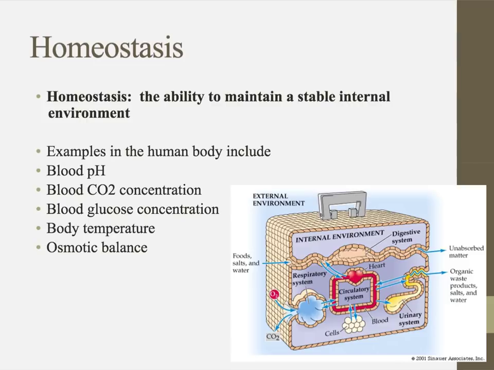So examples of homeostasis in the human body: maintaining the proper blood pH, which many of you may know is slightly basic, around 7.3. Maintaining proper blood carbon dioxide concentration, blood glucose concentration, which we're going to talk a lot more about in this chapter, body temperature, and osmotic balance, which we've talked about before.